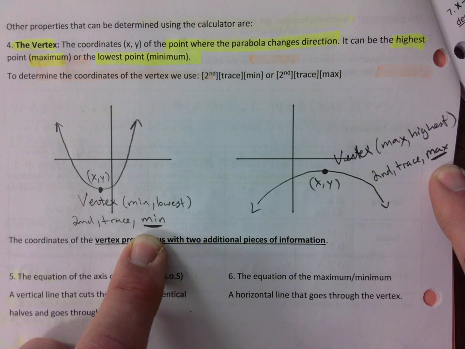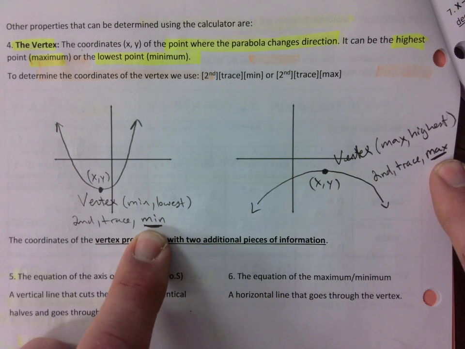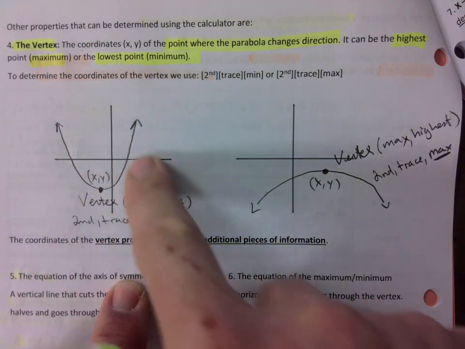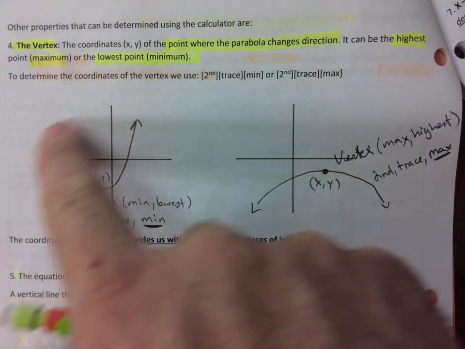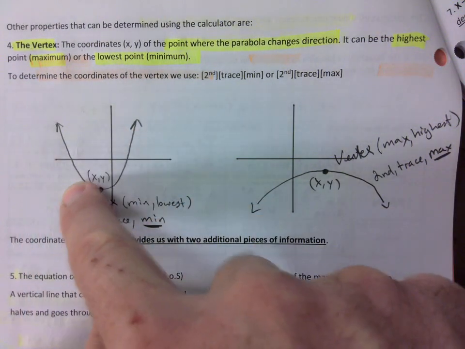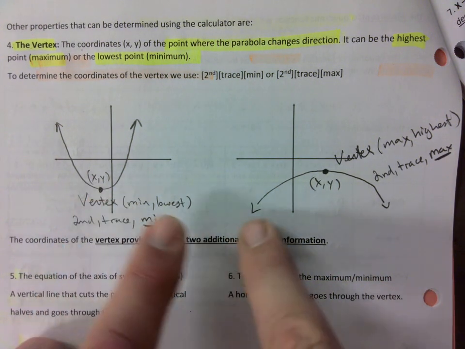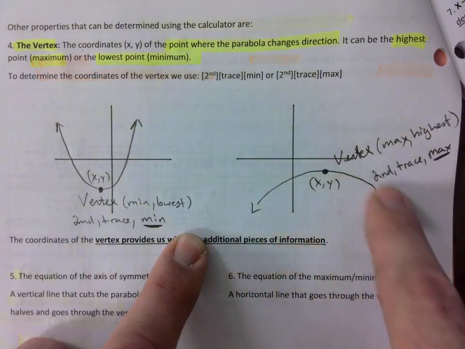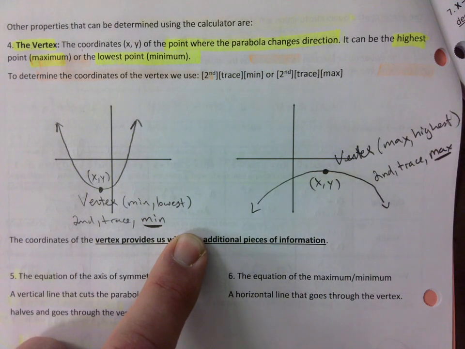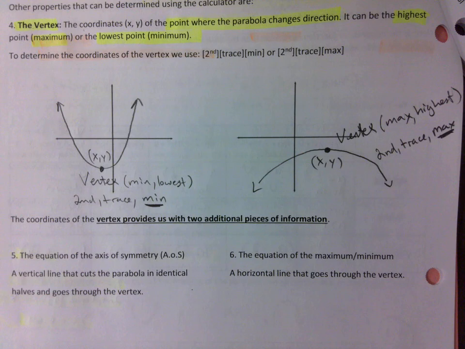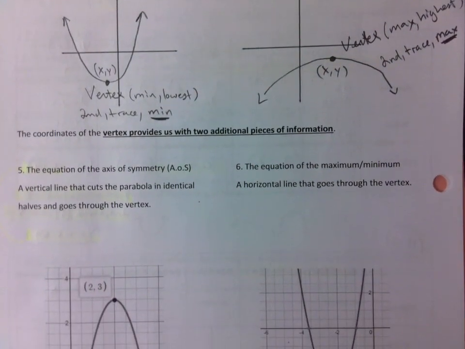So this is where you come in. You have to figure out, is it min or is it max? What do you think the leading coefficient will be when it's like this? Positive or negative? Positive, right? Then you will have to use the min function to get the vertex. If it's pointing down, we know that our leading coefficient is negative. So then you have to use max. So you'll have various ways of confirming whether or not you're doing things right.